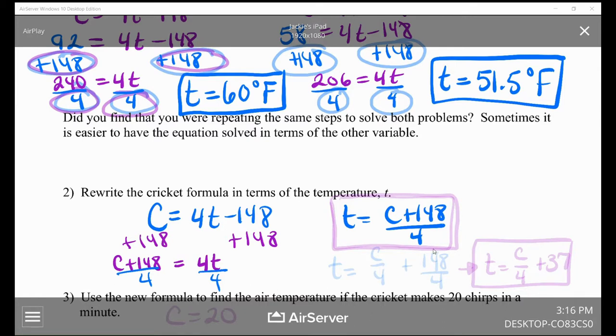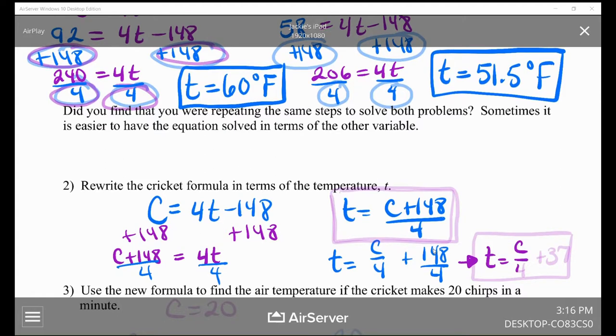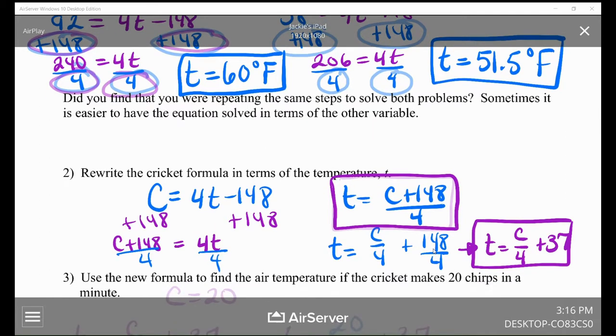Or we can also split that up into two terms and divide C by 4 and 148 by 4. 148 divided by 4 simplifies to 37. So this can be simplified. And now we've reworked that formula. So if we went back and had a number of chirps, we'd be able to just substitute it right in and get the value of the temperature.